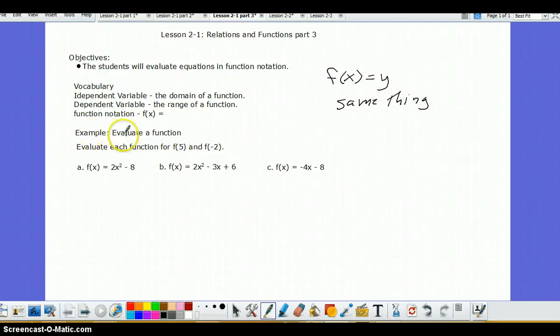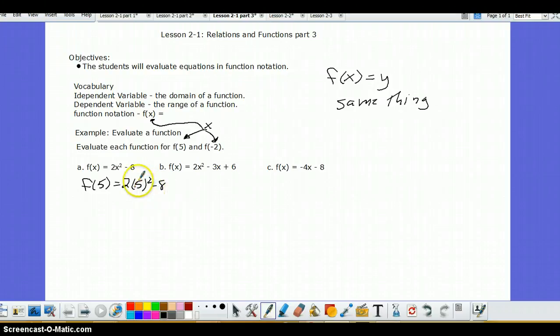So in this case, our example is to evaluate each function for f of 5 and f of negative 2. So in this case, the 5 and the negative 2, those are our x values, because they're in place of the x in f of x. Alright, so f of 5 is equal to 2 times 5 squared minus 8.